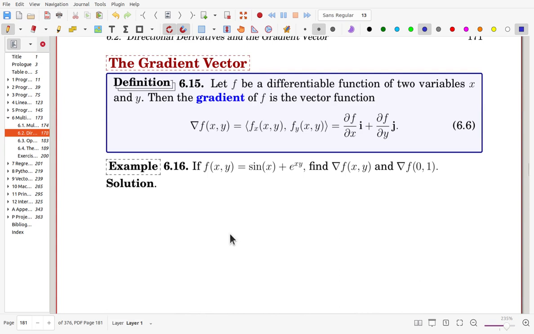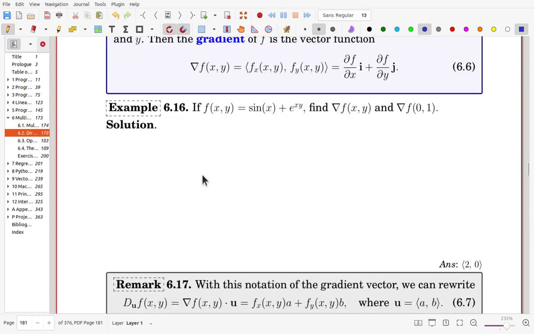Now here we'll define the gradient vector. f is a differentiable function of two variables, x and y. Then the gradient of f is the vector function given in this way. We use the notation nabla f, and that is the vector of f sub x and f sub y. We may write it in this way, where i is (1, 0) and j is (0, 1). That is called the gradient vector.